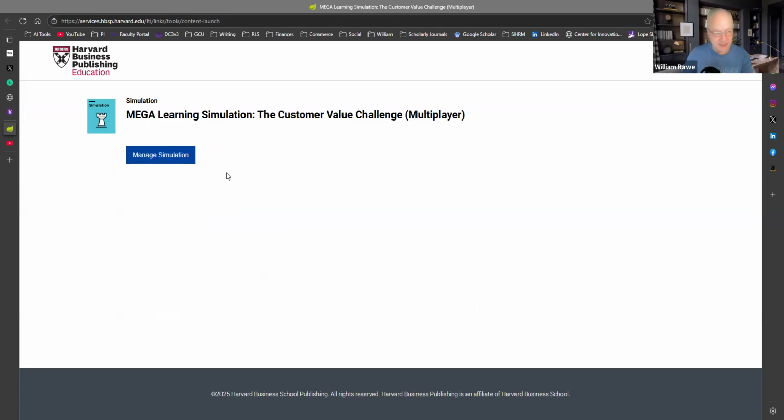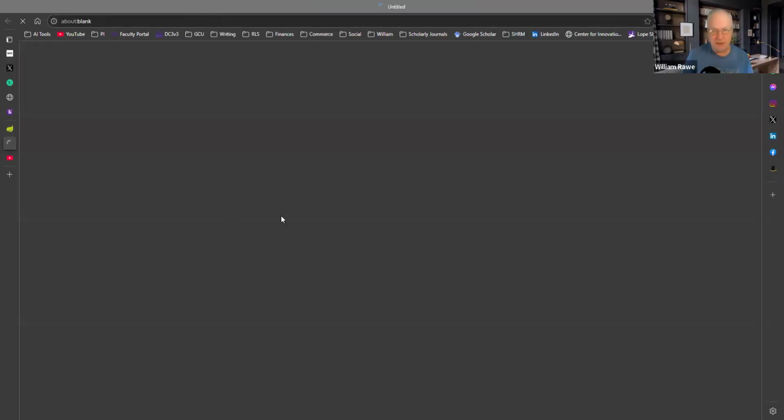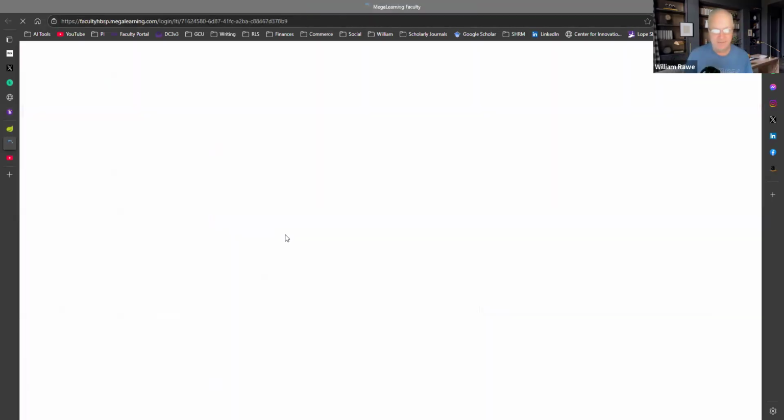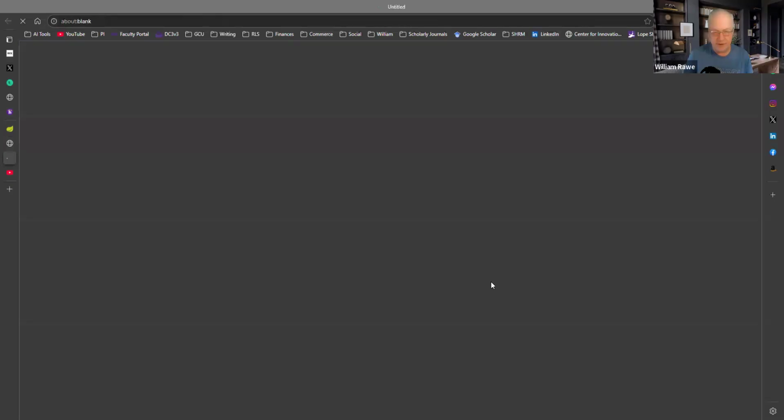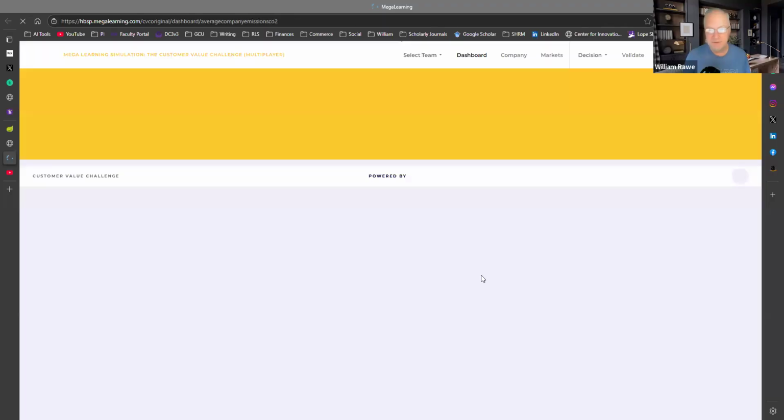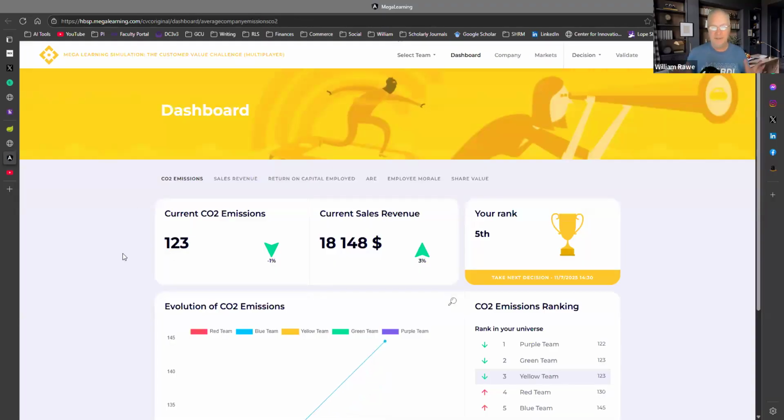Okay, now my view is going to be slightly different because it is the instructor view. Mine says manage simulation. Yours will say something a little different, but click on the button and it will take you in. As I said, mine looks a little different as the instructor, but I'm going to go into yellow here because yellow is not an active team. And you should see something like this, depending on which team color you are. You'll have the yellow dashboard or the blue dashboard or the purple dashboard corresponding to your team color.